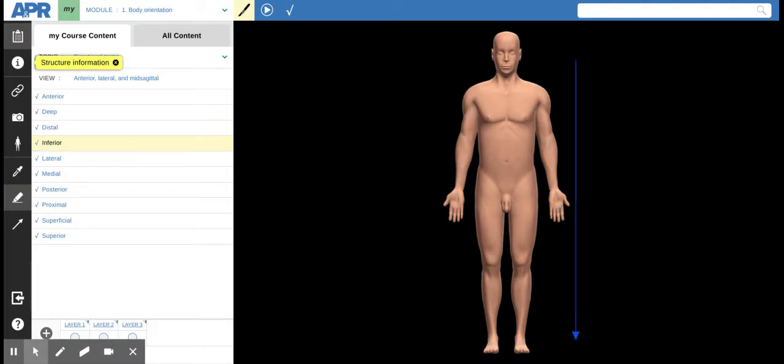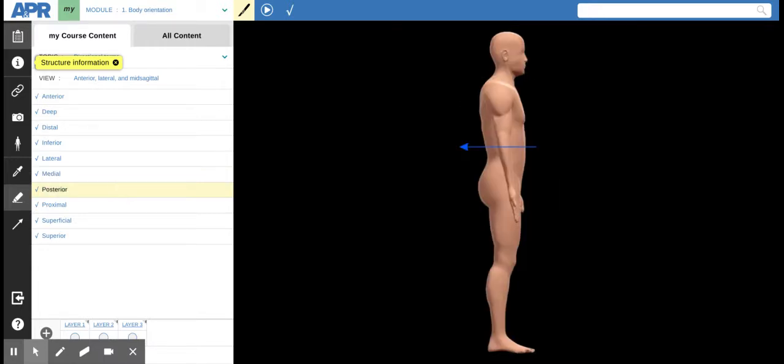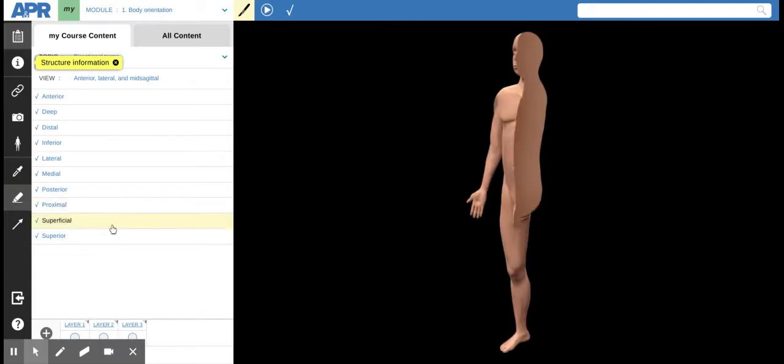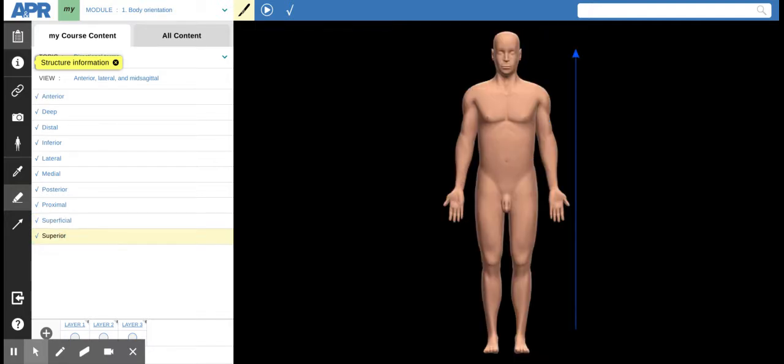We have inferior, meaning downwards. We have lateral, meaning to the side of the midline. We have medial, meaning towards the middle. We have posterior, going towards the back. Proximal on the limbs, meaning towards the trunk or middle of the body. Superficial, meaning towards the surface, towards the skin. And superior, meaning up towards the head region.